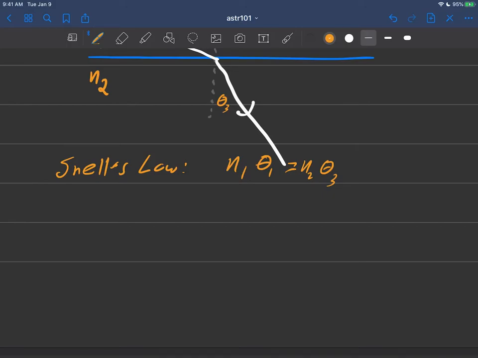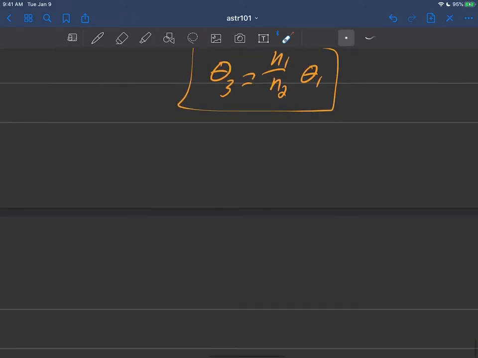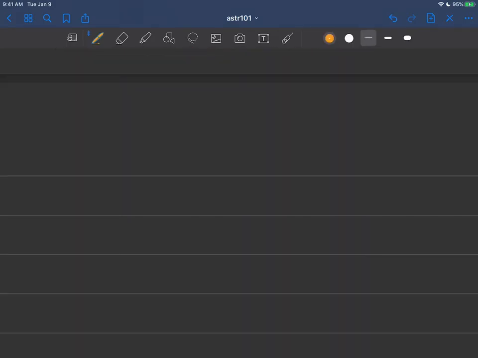But there's two cases that I'd like you to be familiar with. And that's all we'll need to guide us through our astronomy here. So if I algebraically solve for theta 3, here it is. This is that refracted angle. It does depend on theta 1, which you can see over here. And the ratio of the indices of refraction sits between them. So let me tell you how to digest that a bit. Here's what we'll need to know.